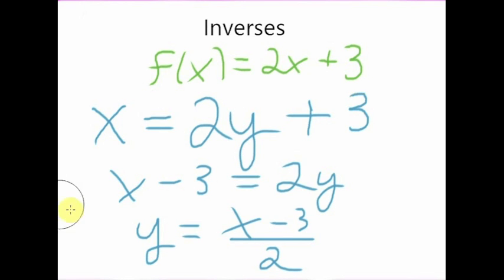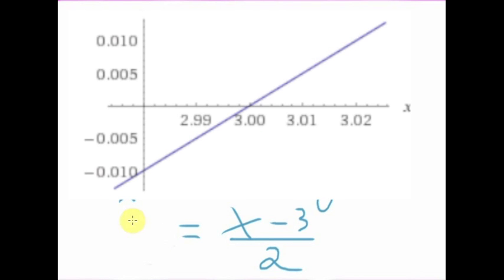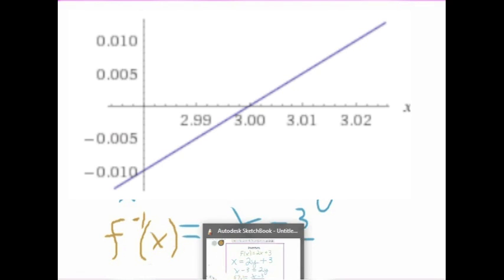Now that we have our inverse function, we need to check it on the graph to make sure that it is still a function. Now that we know that it is definitely a function, we can now replace the y and write f prime of x. F prime of x indicates that this function is an inverse of f of x.